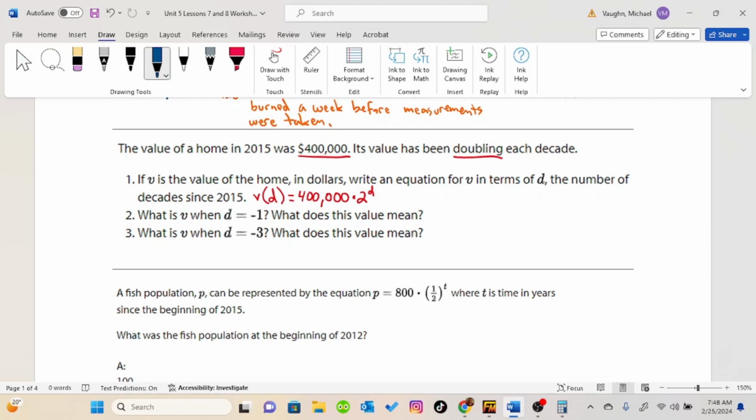Number 2, what is V when D equals -1? So we can say V of -1 equals 400,000 times 2 to the -1, which equals 400,000 times 1 over 2. And 400,000 times 1/2 is $200,000.